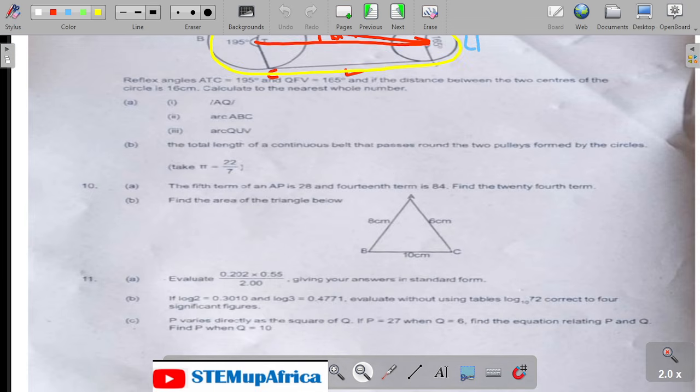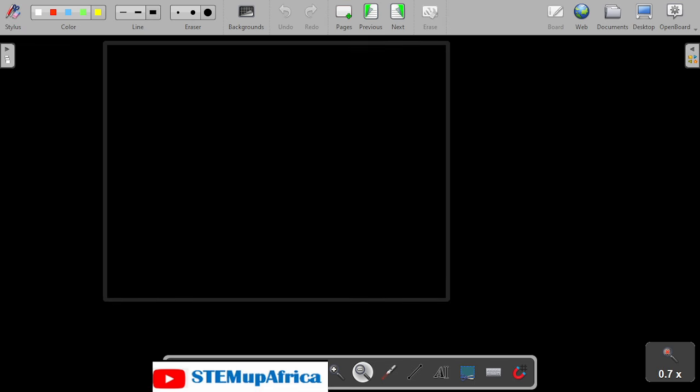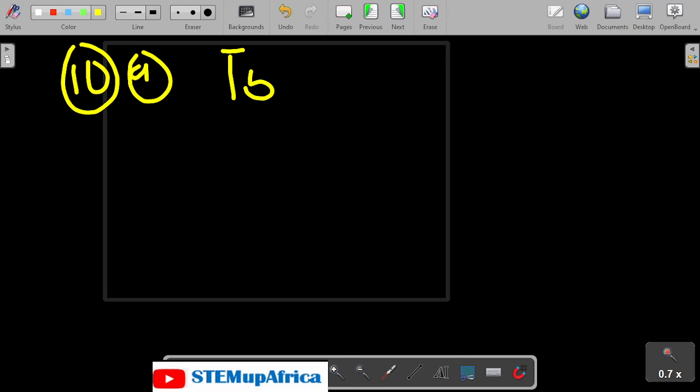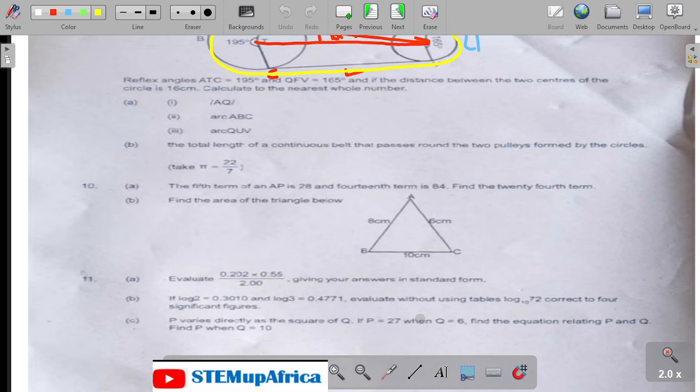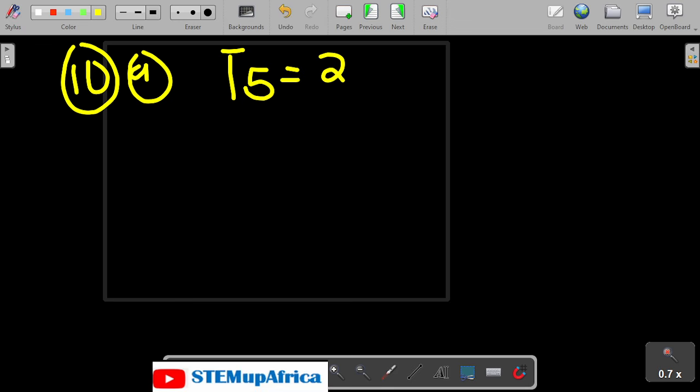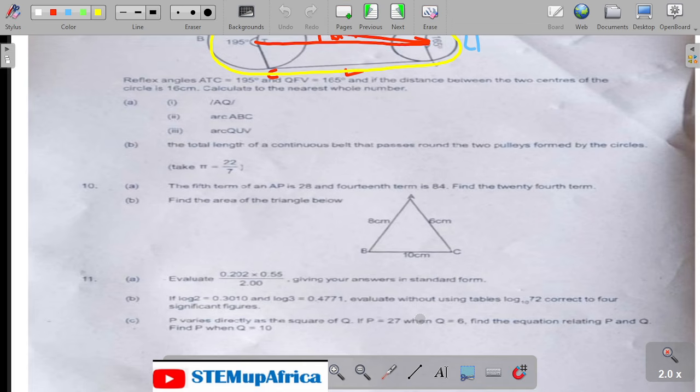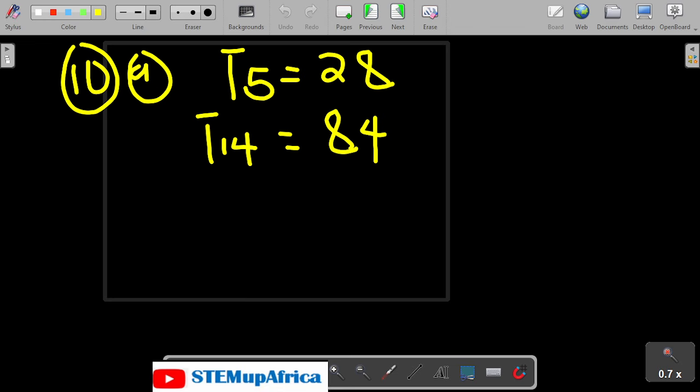Question 10. It said the 5th term of an AP is 28 and the 14th term is 84. So we have question 10 A, T5 is equal to 28 and T14 equals 84. Okay, so find the 24th term.